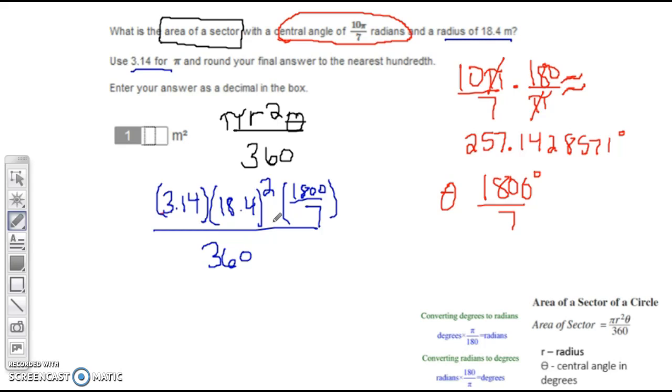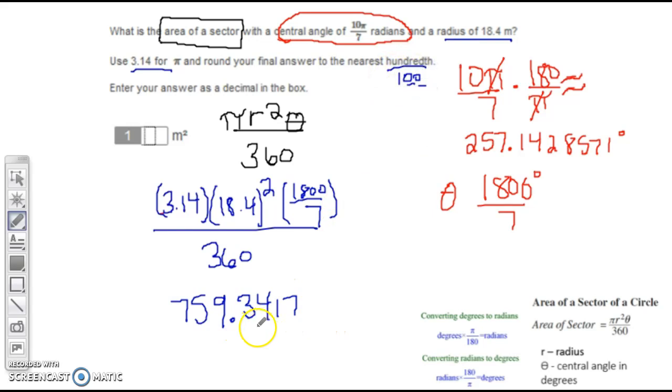18.4 squared times 3.14 times, let's see, 1,800 over 7 divided by 360. So when I did this, I get 759.3417, blah, blah, blah. And I want to round it to the nearest hundredth.